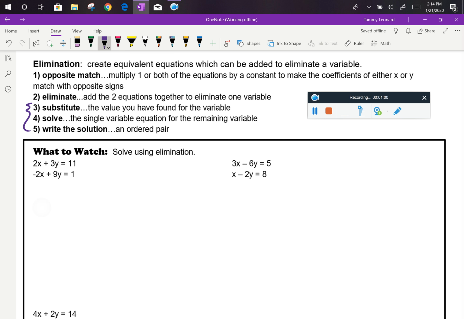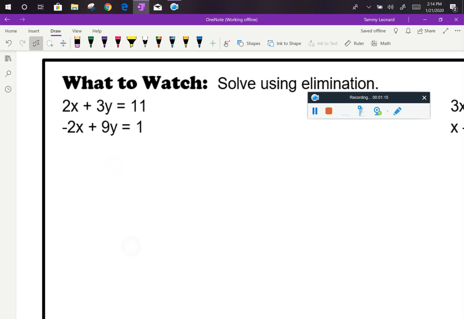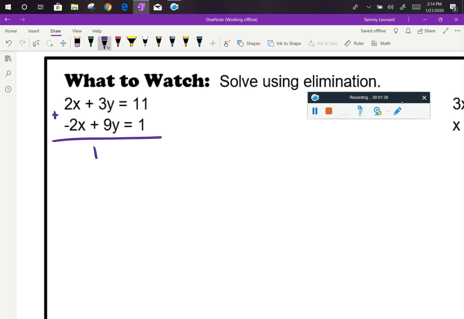Step 1 is always to look for an opposite match. So as we look at this first one, notice 2x and negative 2x are already an opposite match. So the two numbers match, but they have opposite signs. That lets us go straight to step 2, add the two equations together to eliminate a variable. Notice if you have 2x's and you take 2x's away, there are no more x's. But 3y plus 9y is 12y, and 11 plus 1 is 12. So now we can solve the little single variable equation that's here. We're going to divide both sides by 12 to get y alone, and y is equal to 1.